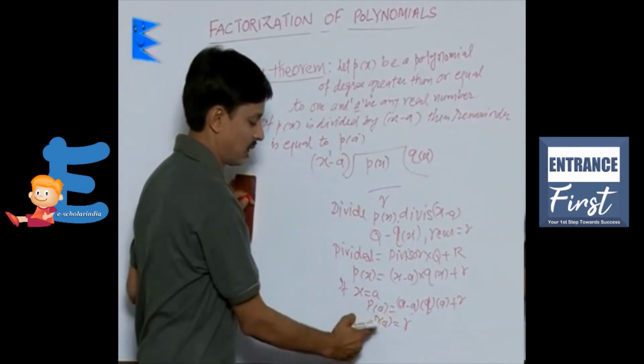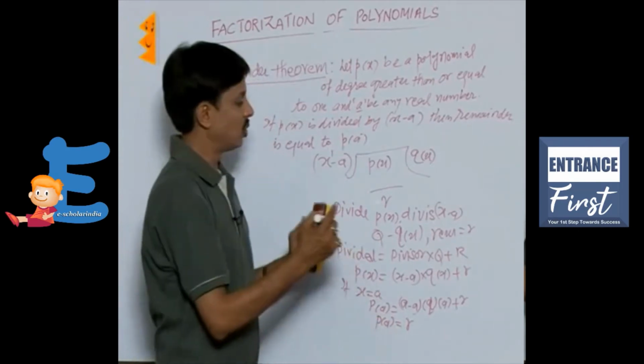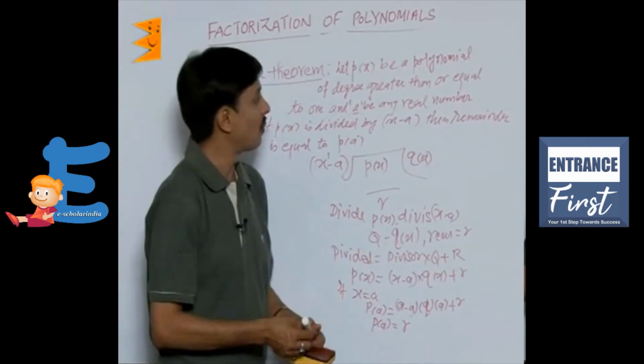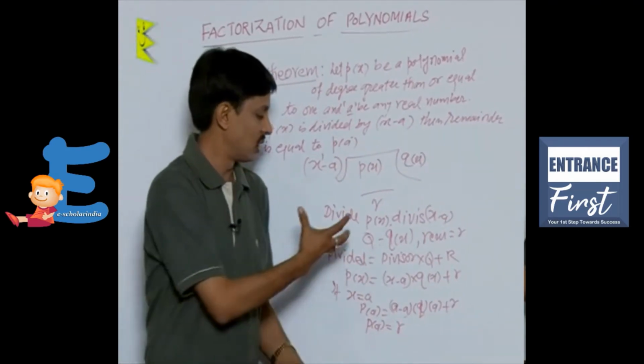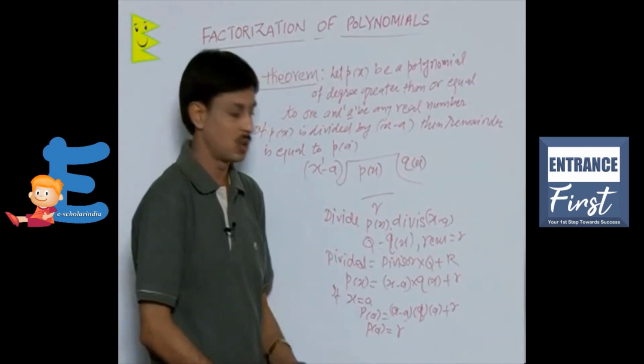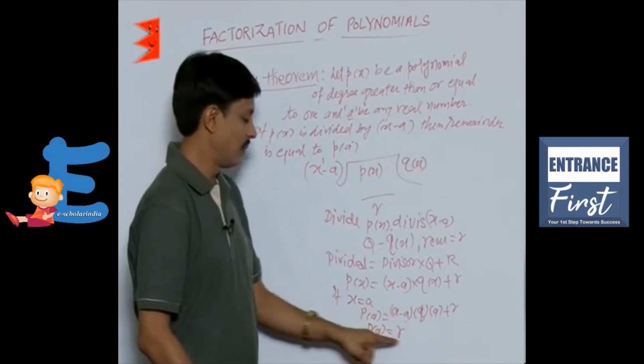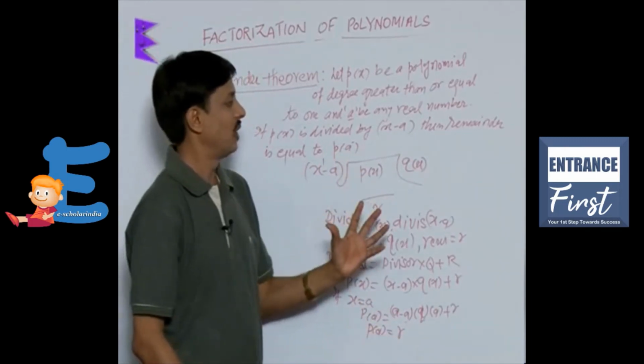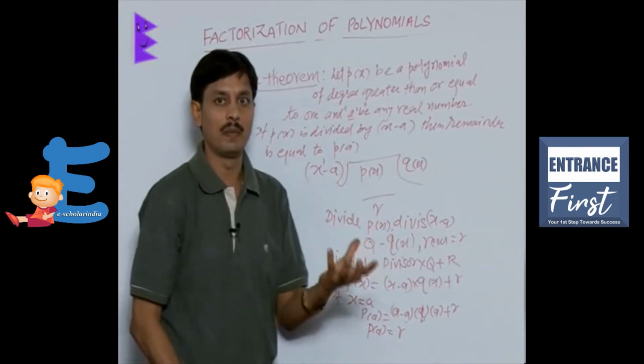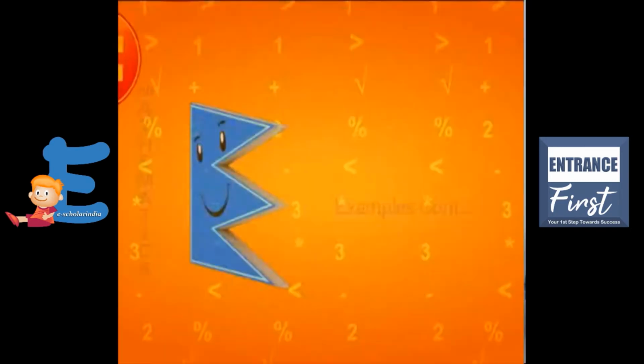Here also the remainder is P(a). So this verifies the proof of the remainder theorem. Though for the examination point it is not so important, you can just see how this remainder becomes P(a). Now I will explain to you the use of the remainder theorem in solving problems.